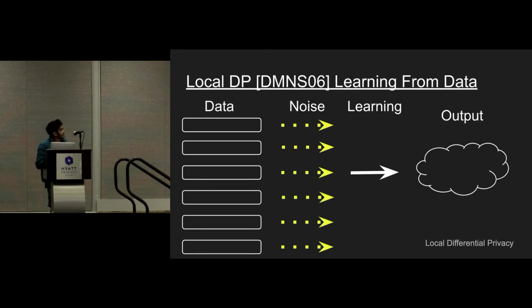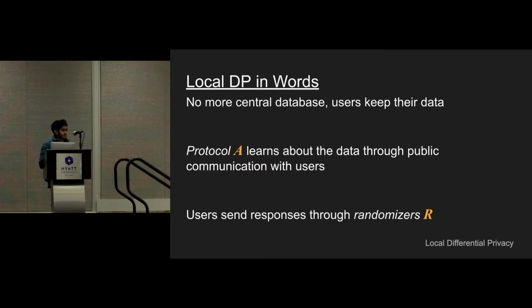And that's because in the local model, users are going to add noise to their data before they send it to you. So in the local model, there's no more central database. The users are going to keep their data. And the differentially private protocol is going to learn about the data through a public communication with the users. And the users are going to participate in this communication by using randomizers. So each communication they send will be sent through a differentially private function of a single data point. They're going to add randomness to their communication, and that randomness is what's going to make this whole thing private.